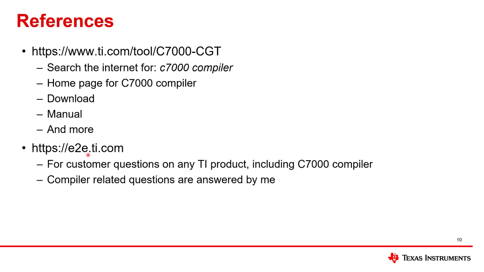The second reference is to e2e.ti.com. This is where you can go to ask questions about any TI product, including the C7000 compiler. If that question is related to the compiler or a related tool, it will be answered by me.